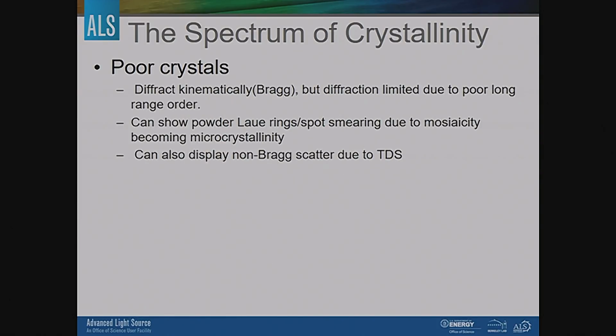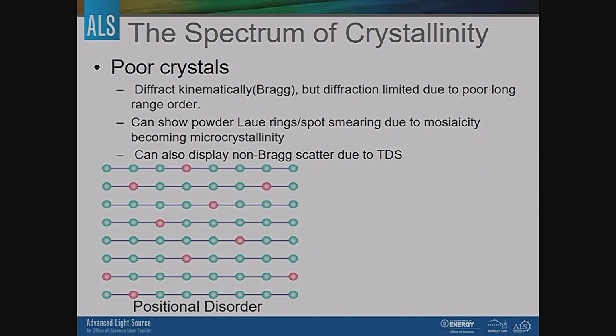Poor crystals. So they still diffract, but they diffract kinematically. So Bragg scattering is still a thing, but the diffraction is limited because of poor long-range order. So something has happened to the long-range order, because essentially diffraction is a measure of long-range order.